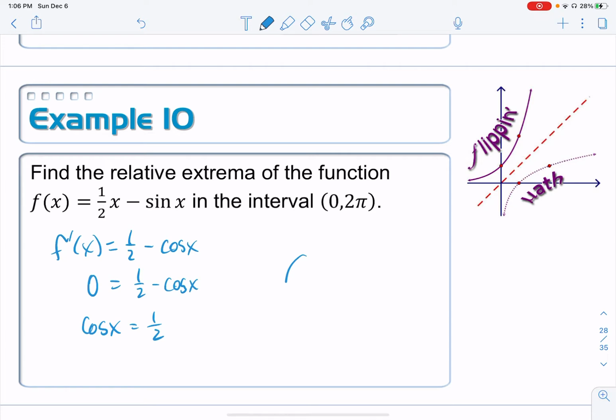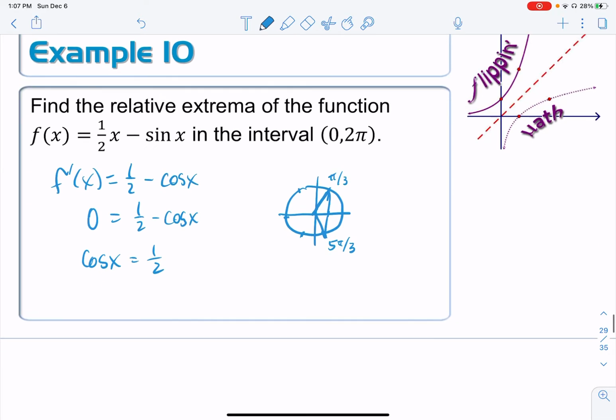And then maybe take a look at a unit circle here. Where's cosine equal to 1/2? Where's the x value equal to 1/2? So it happens in both the first quadrant and the fourth quadrant. That's pi over 3. And then 1/3, 2/3, 3/3, 4/3, 5/3, 5 pi over 3. Okay, so there's our critical numbers.